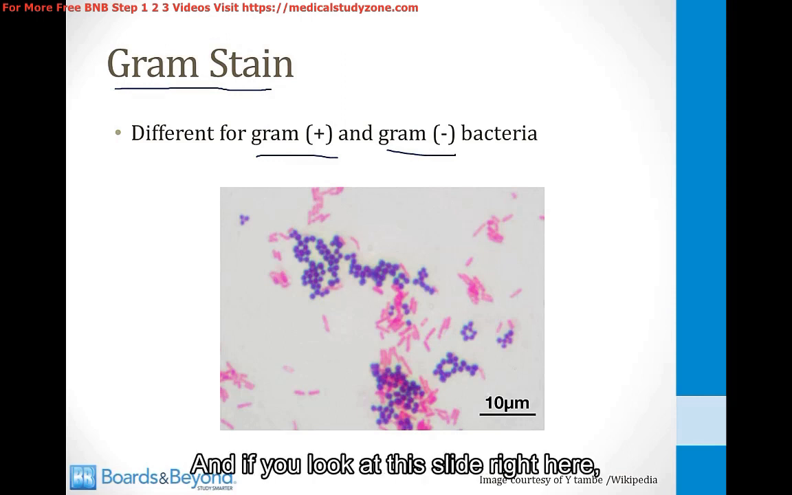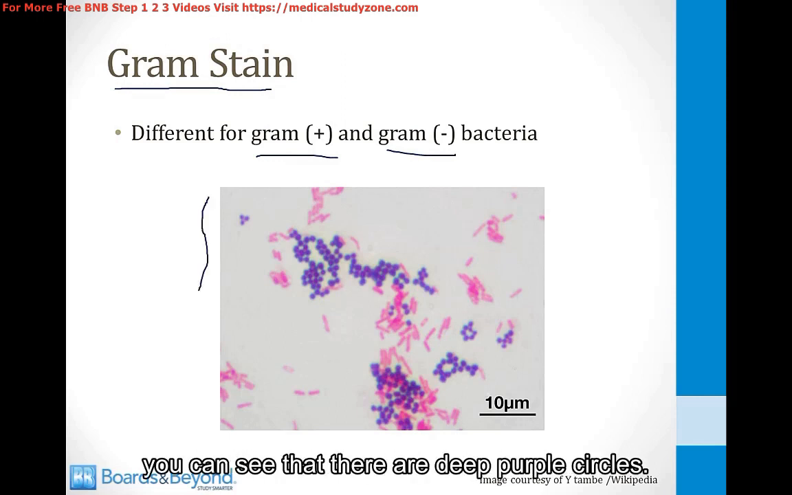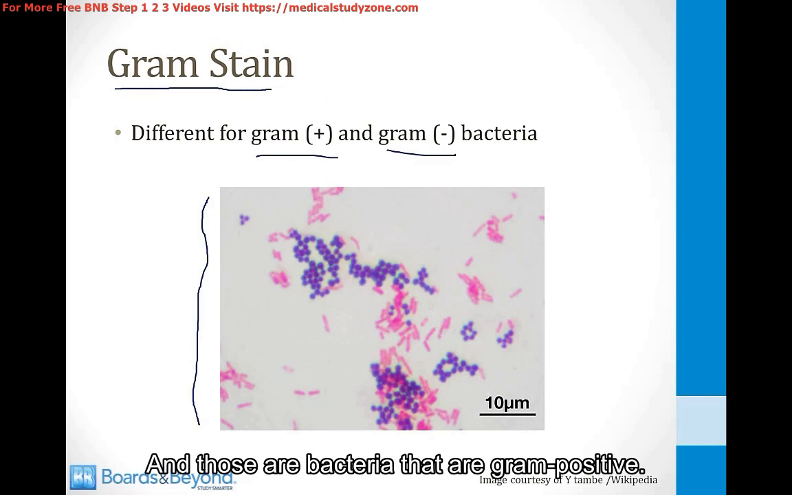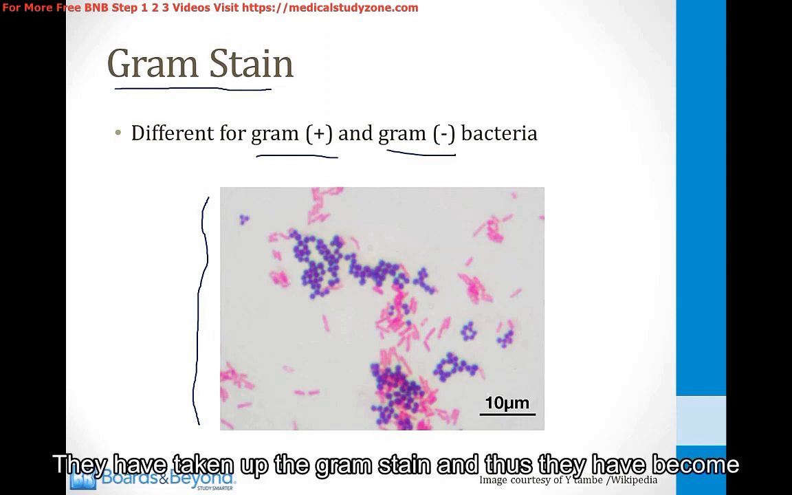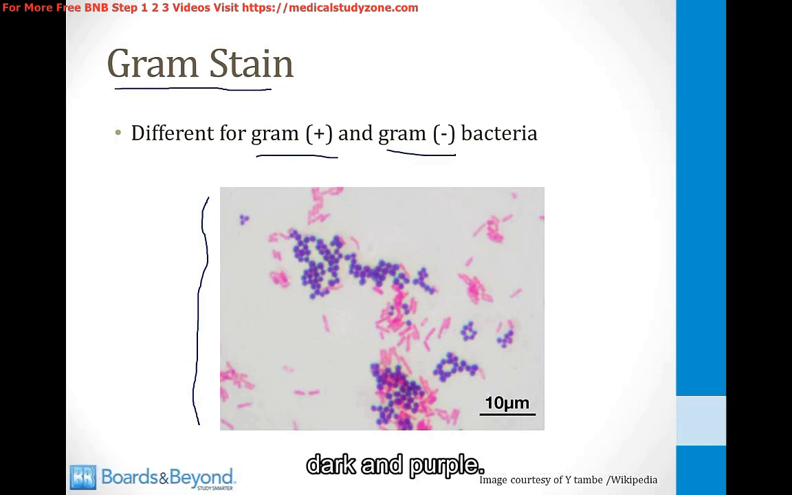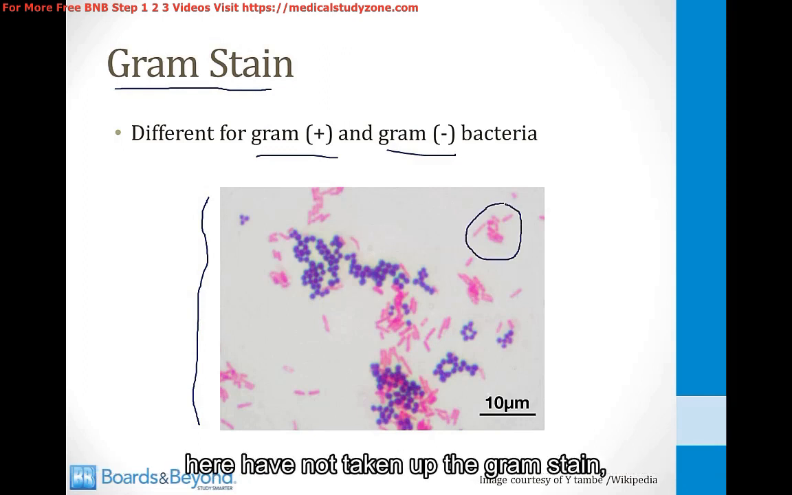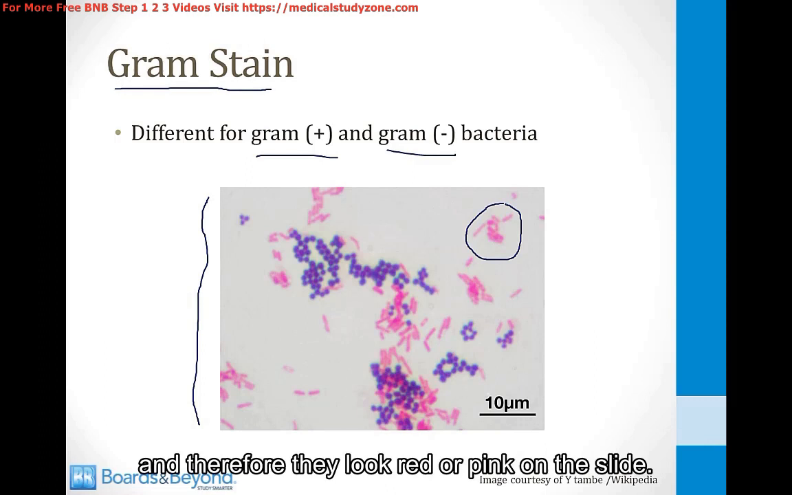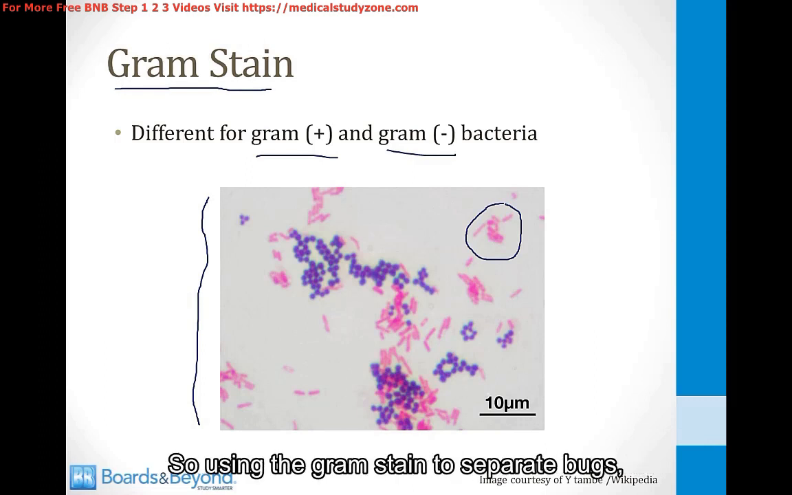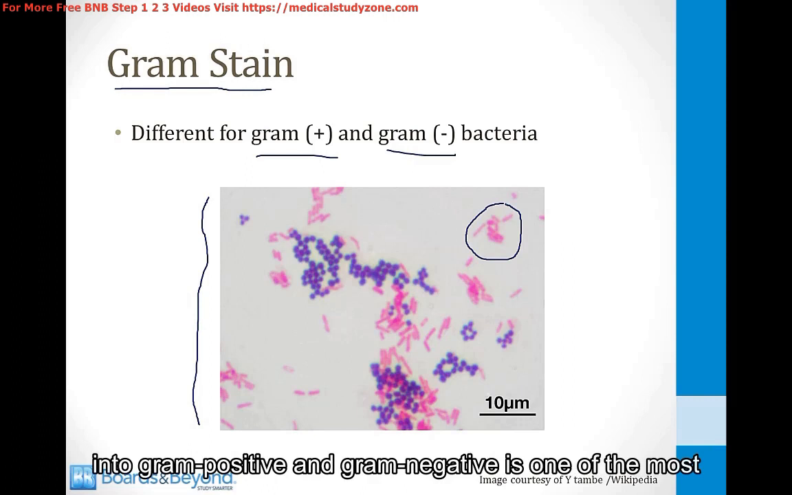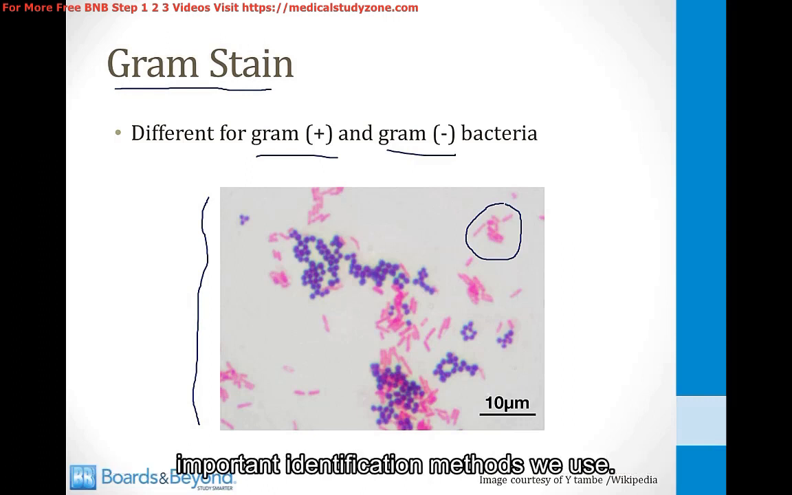And if you look at this slide right here, you can see that there are deep purple circles, and those are bacteria that are gram-positive. They have taken up the Gram stain, and thus they have become dark and purple. The red organisms on this slide, like the ones I'm circling here, have not taken up the Gram stain, and therefore they look red or pink on the slide.